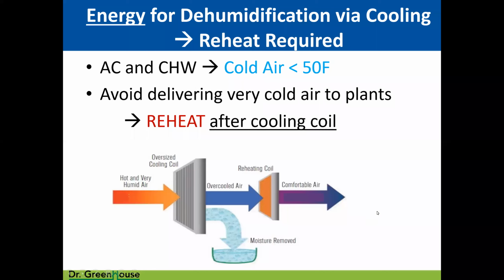Energy, just real quickly, regardless of how you split it. Some people say, oh, desiccant dehumidification is going to be more energy efficient than using air conditioning. Well, not necessarily. With air conditioning and chilled water, we have very cold air, less than 50 degrees, a lot of times less than 45 degrees, to hit that dew point temperature and condense water. Well, we don't want to deliver 50 or 45 degree air to our plants, right? So what do we do? We reheat. So we're air conditioning and then we're heating. That's a lot of energy.